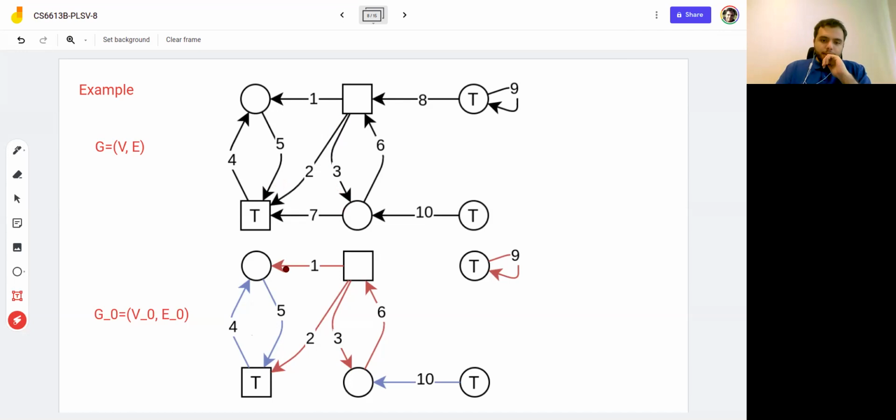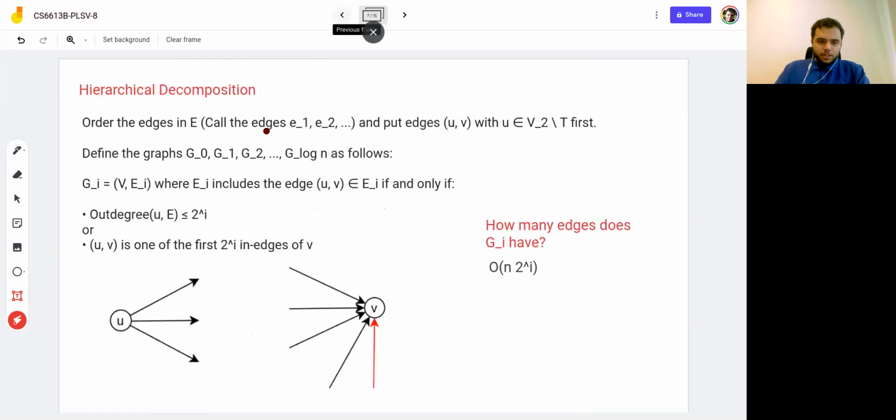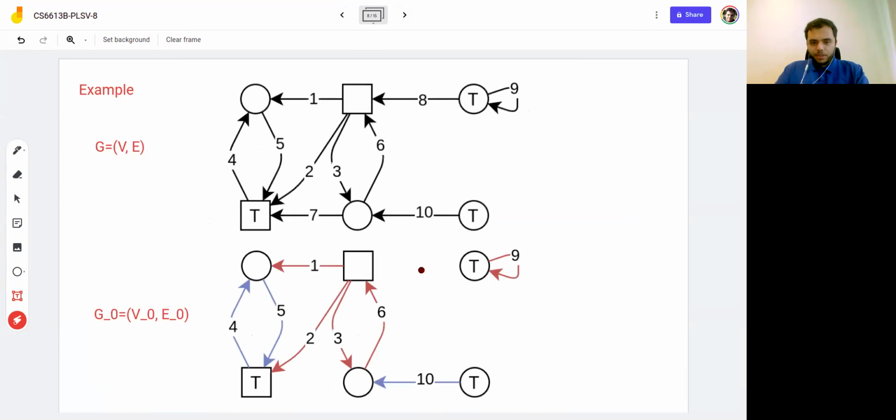Okay, and now let's say that I want to create one of these subgraphs, these hierarchical subgraphs that I talked about. So I want to create, for example, G0, right? So G0 by definition consists of all the edges that come out of a vertex U that has an out degree of at most 2 to the power of 0, which is 1, or the very first in edge of every vertex V. And this is exactly how I'm creating this graph here, this graph G0.